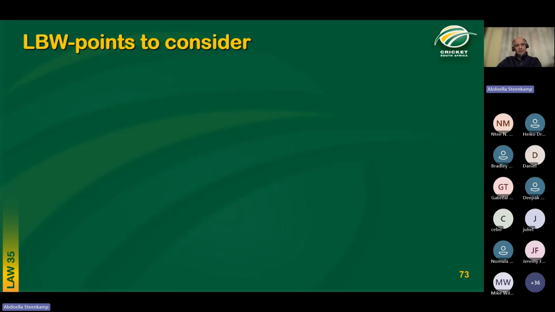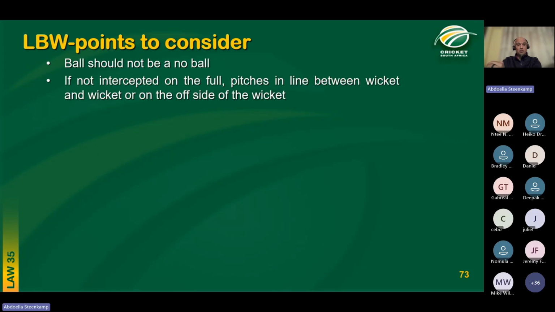So let's just recap the points that you need to consider when there is an LBW appeal. And these are the points according to law that you need to consider. Firstly, ball not to be a no ball. Secondly, if not intercepted on the full, the ball needs to pitch in line between wicket and wicket or on the offside of the wicket. Thirdly, it should not have touched the bat first of the batter. If it touched the bat first, can never be out LBW. But if it touched the pad first and then the bat, then you can consider the LBW.